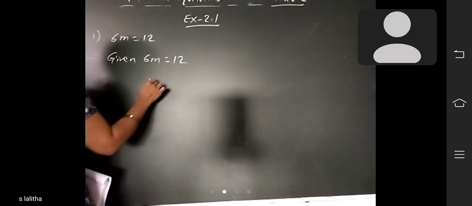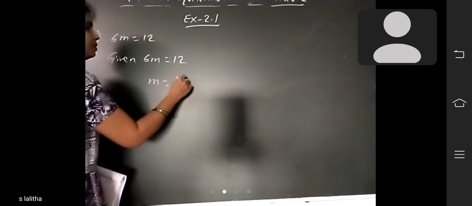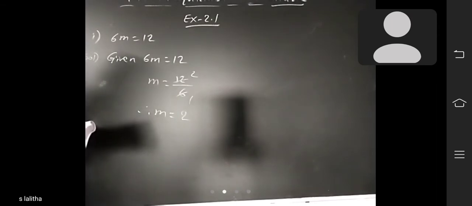Now m is equal to, here 6 is multiplied. If you transpose to the right hand side, what will become? Divide, 12 by 6. Now 6 1s are 6, 6 2s are 12. Therefore, m equal to 2. So what is the solution? m equal to 2 is the solution. Okay. Next, third one.